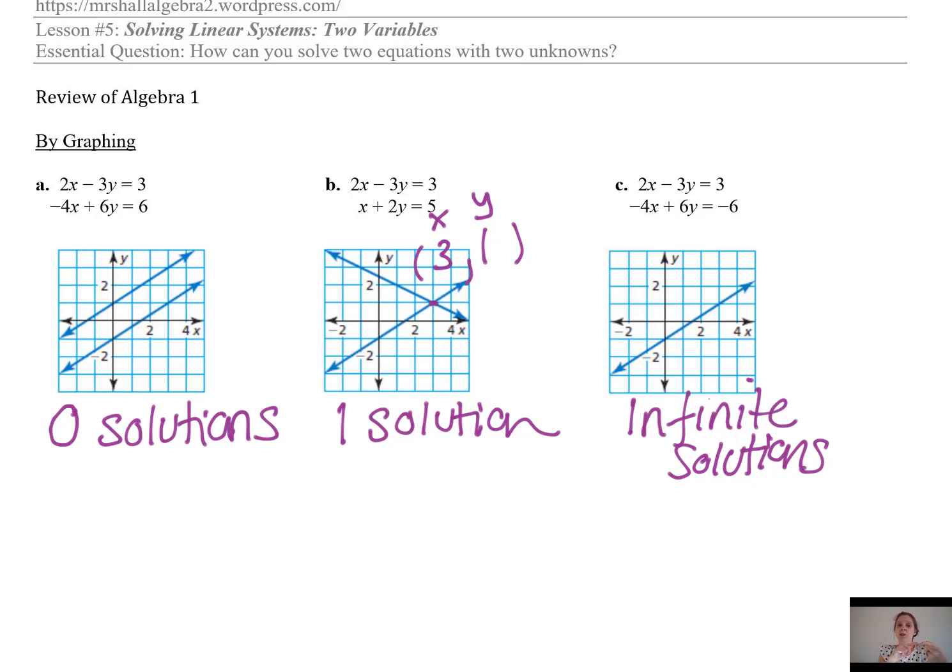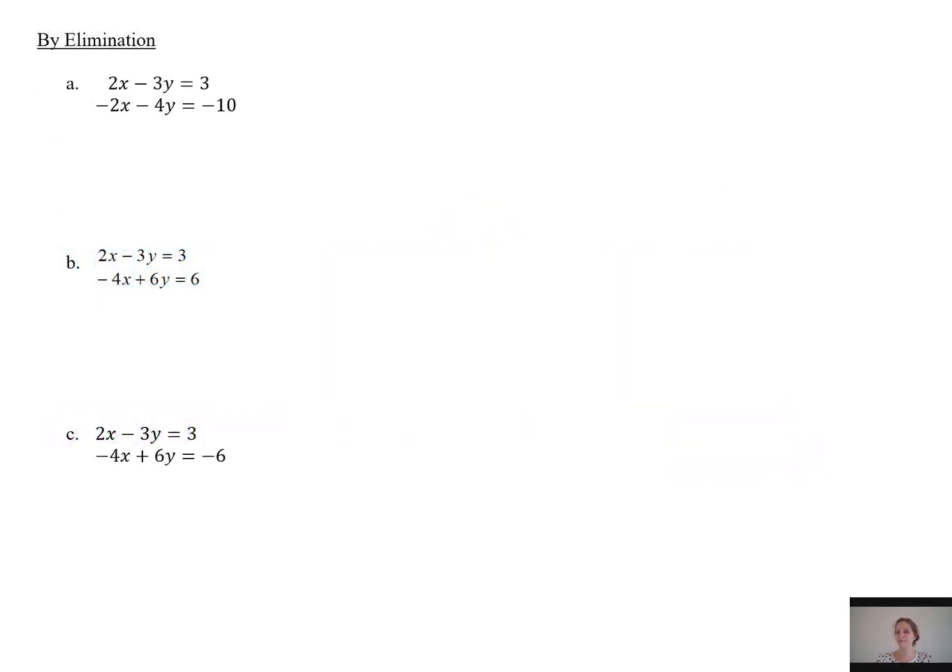So to review, when you're solving a system by graphing, you look for the point or points of intersection. There are 3 cases that can happen. You could have no points, where there's no solution, 1 point, or infinite solutions where they meet at every single point. The next method we're going to review is elimination. In elimination, we want to add or subtract the equations so that we eliminate a variable. In problem A, I have positive 2x and a negative 2x. So if I add those 2 equations, I can eliminate the x's.